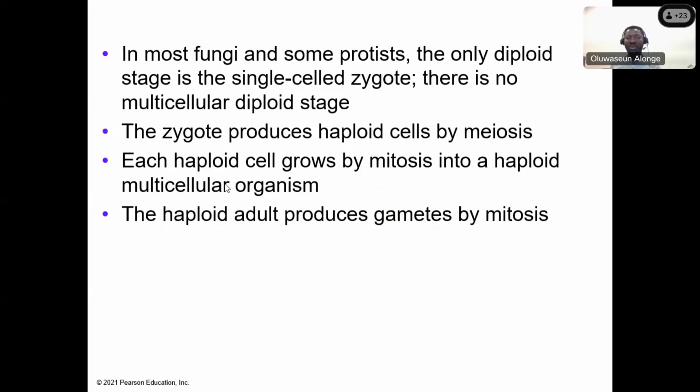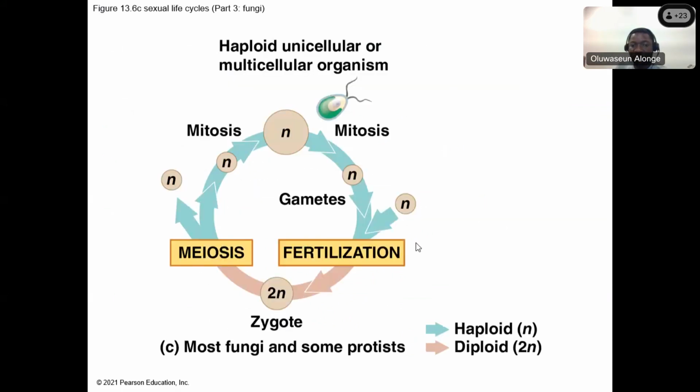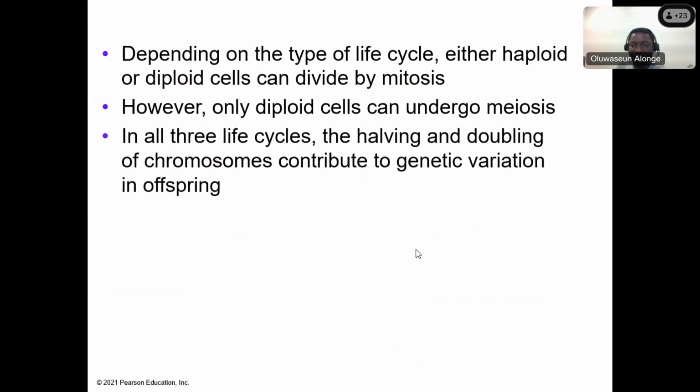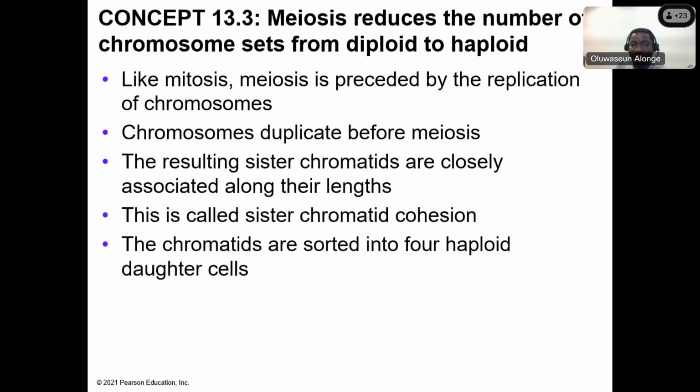Okay, so in most fungi and some protists, the only diploid state in them is the single-cell zygote. There's no multicellular diploid stage. After the zygote produces haploid cells by meiosis, each haploid cell grows by mitosis into haploid cells. So it's still the same thing we've explained. Let me see if there's anything else I want to touch on before I go ahead and look at the stages of meiosis itself.